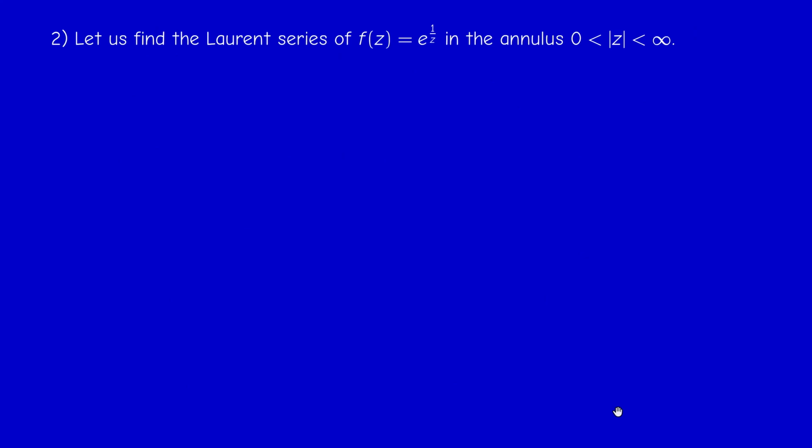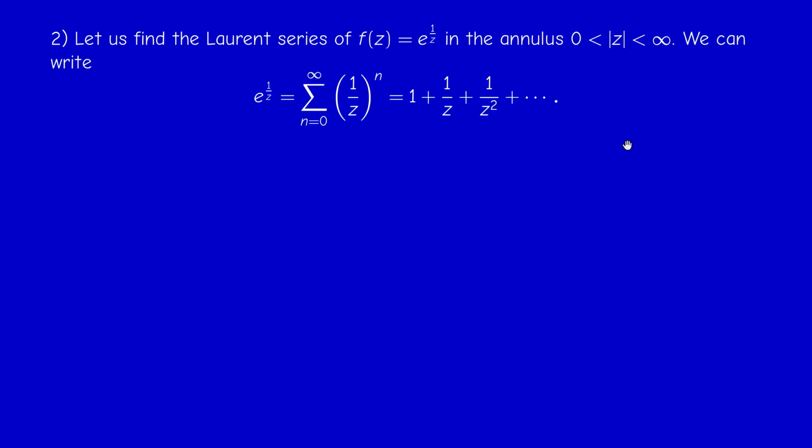Next example, Laurent series of e to the 1 over z in the punctured plane. So this is just, if you like, another notation for C star. Okay, so C star is also an annulus according to our definition. So we just write the Taylor expansion of e to the z and replace z by 1 over z.